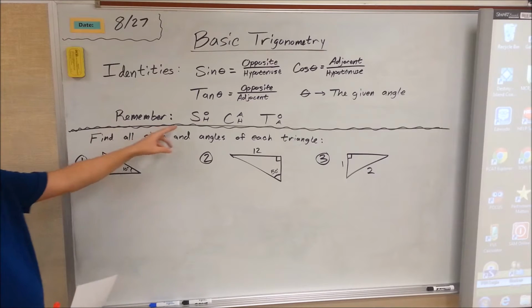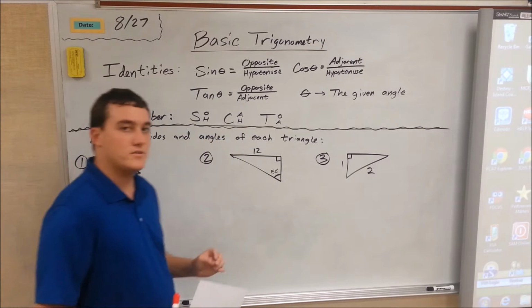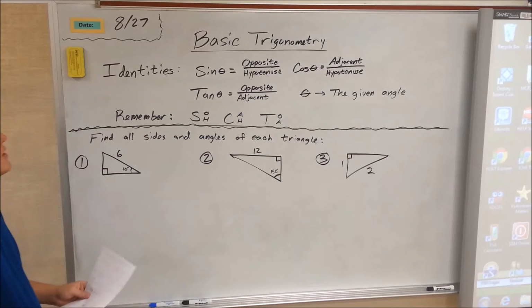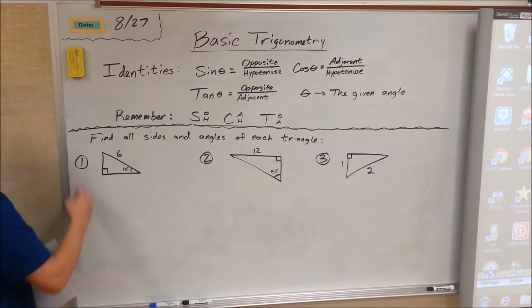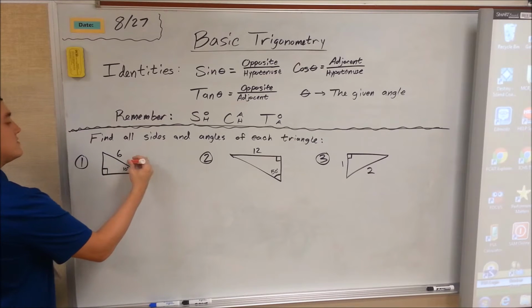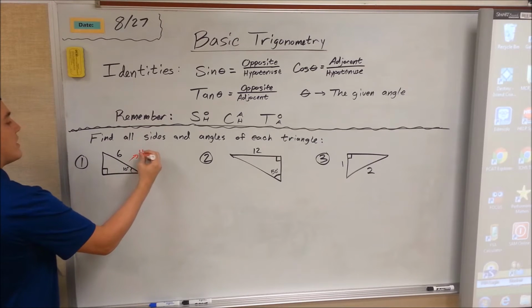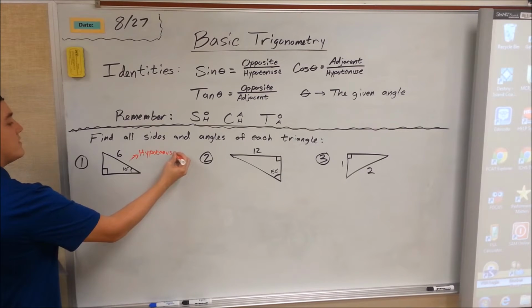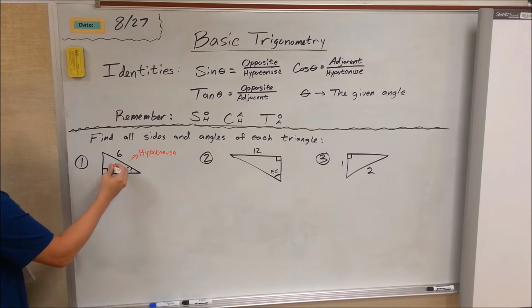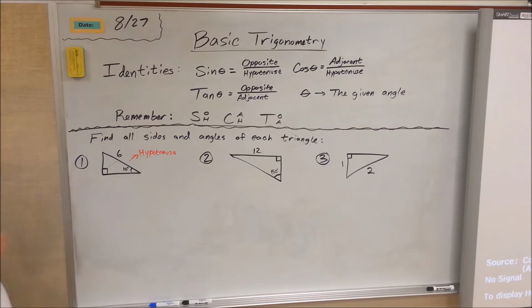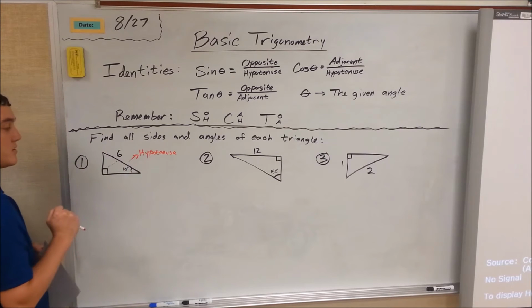A lot of people remember by SOHCAHTOA. It's probably the best way to know it. Alright, so first example, we have a triangle. The hypotenuse is 6. Hypotenuse is always the longest side, and it's across from the 90-degree angle. So our hypotenuse is across from the 90-degree angle. But we need to find all of the sides and angles of this triangle.